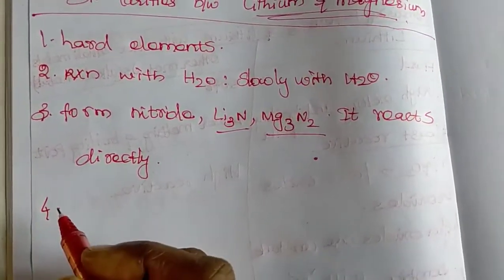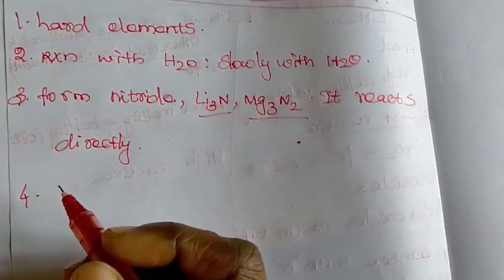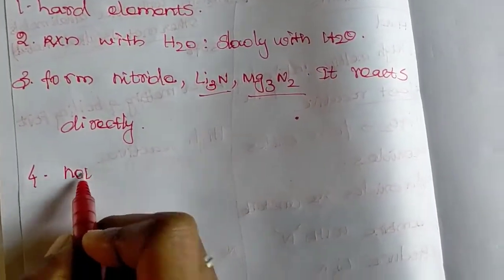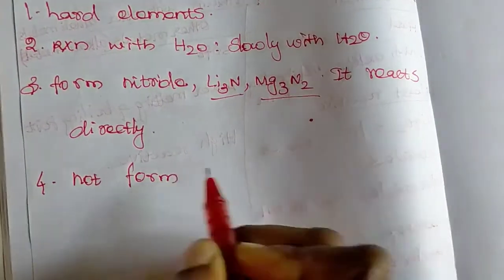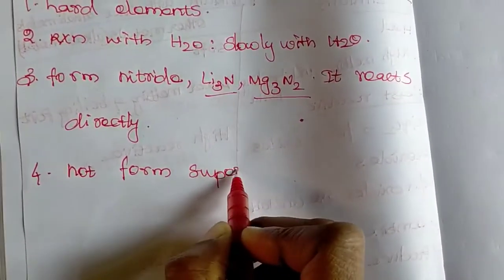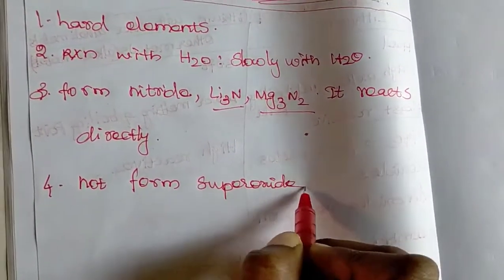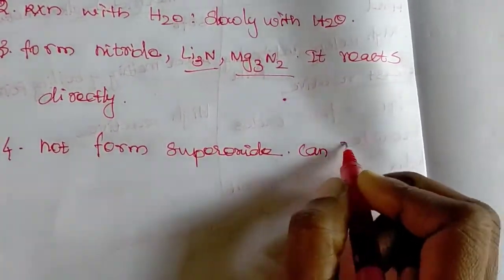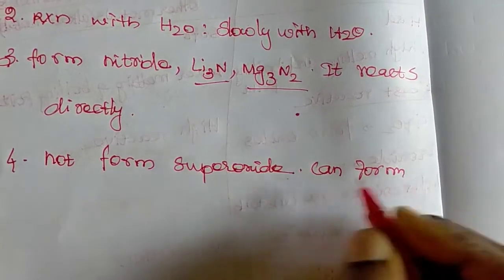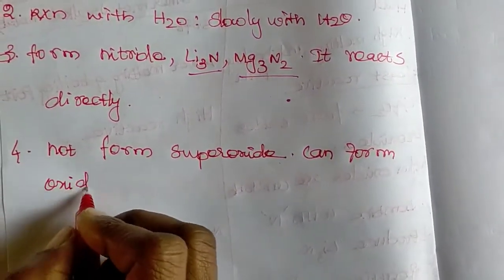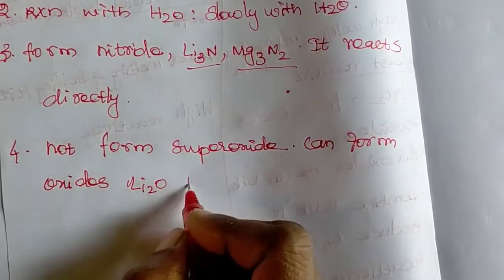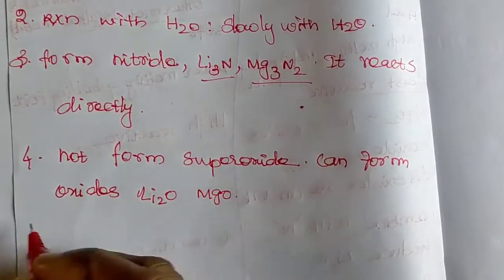They do not form superoxides, but they can form oxides. What are the oxides? Lithium oxide and magnesium oxide.